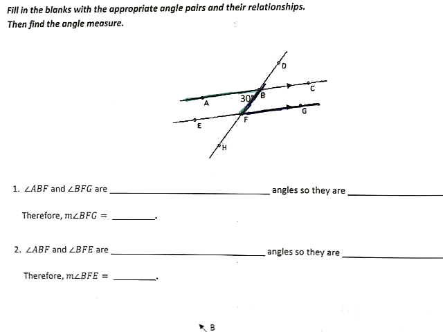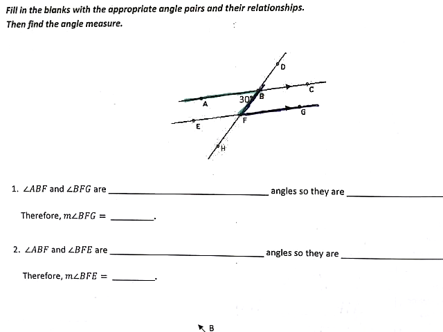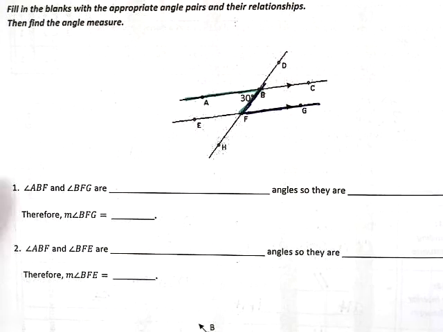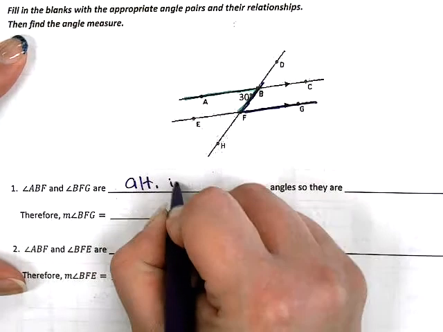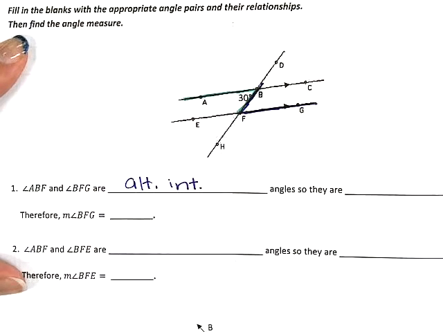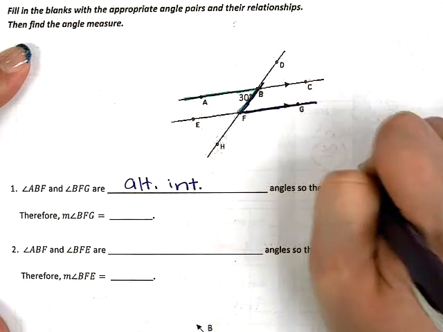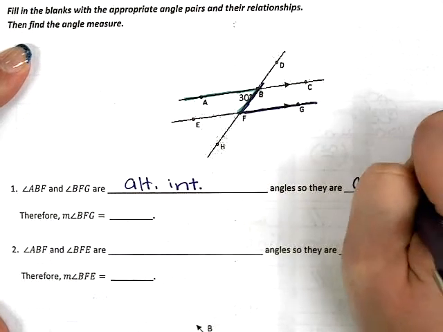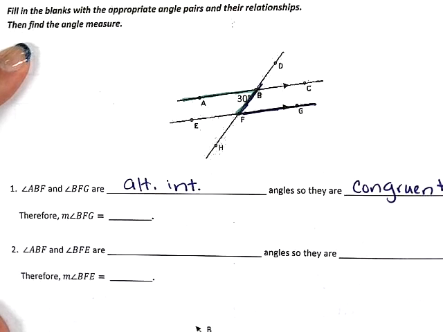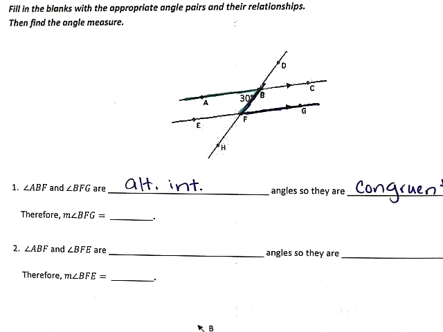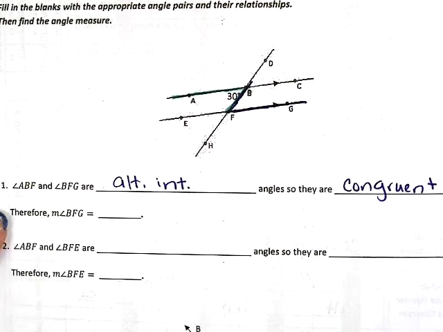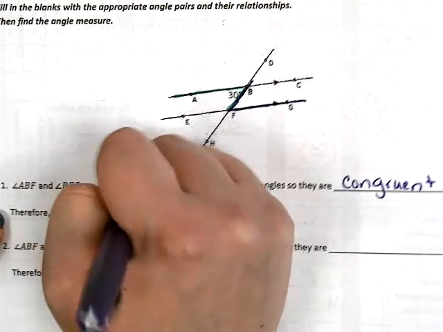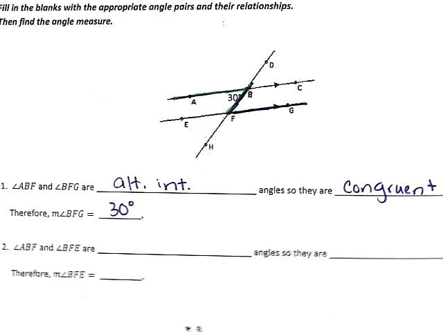So when we look at those two, we can actually see that they are alternate interior angles. All right, and so they must be congruent. We said that if we have parallel lines, then alternate interior angles are always going to be congruent to each other. So the measure of angle BFG must be 30 degrees.